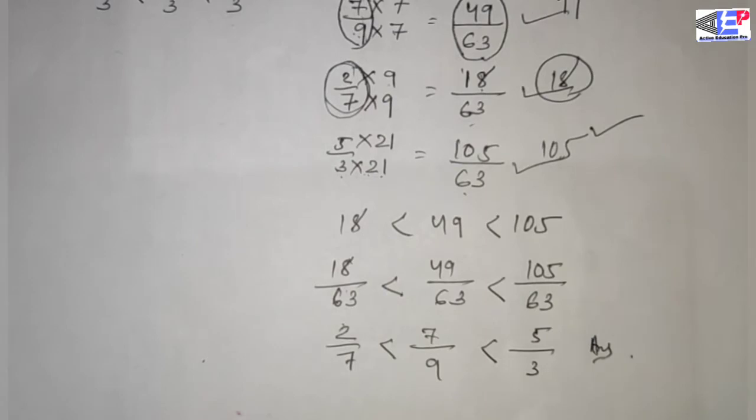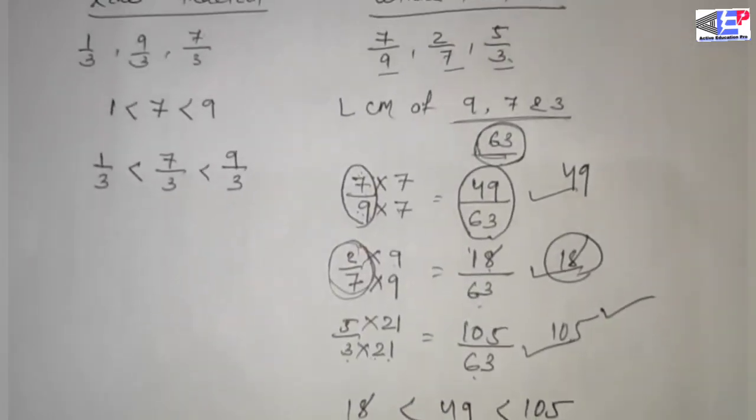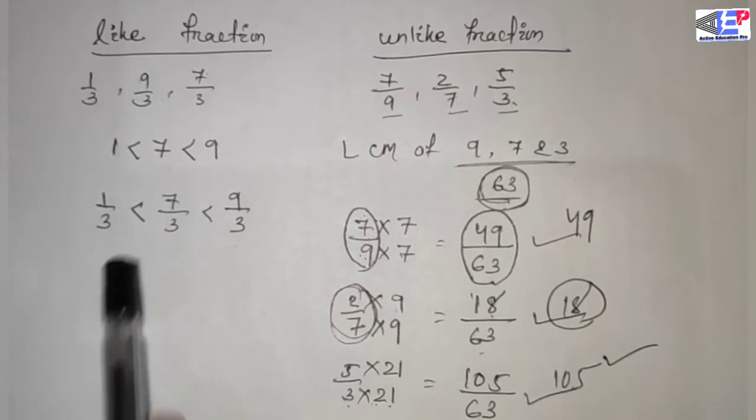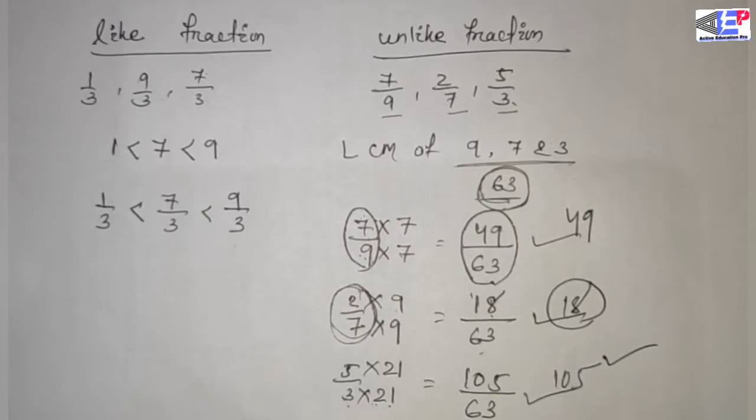This is the procedure to compare unlike fractions. Again I repeat it. When it is given to us to compare like fractions, it is very easy. You have to just compare their numerators and write their values as usual. First compare the numerators' values. According to the numerators' values, you can arrange in ascending or descending order as per your question.